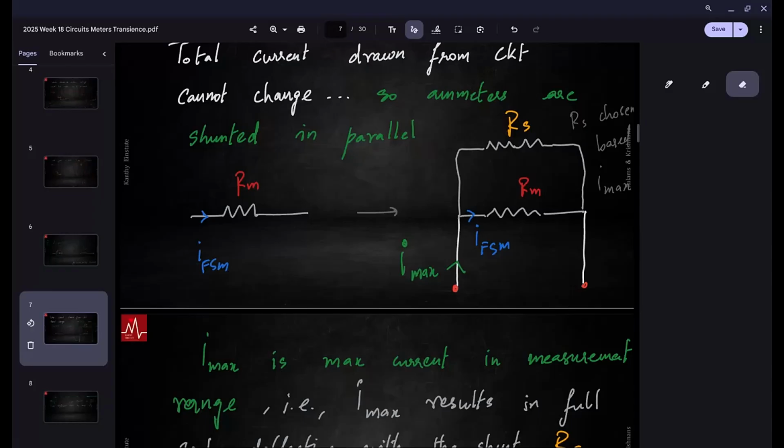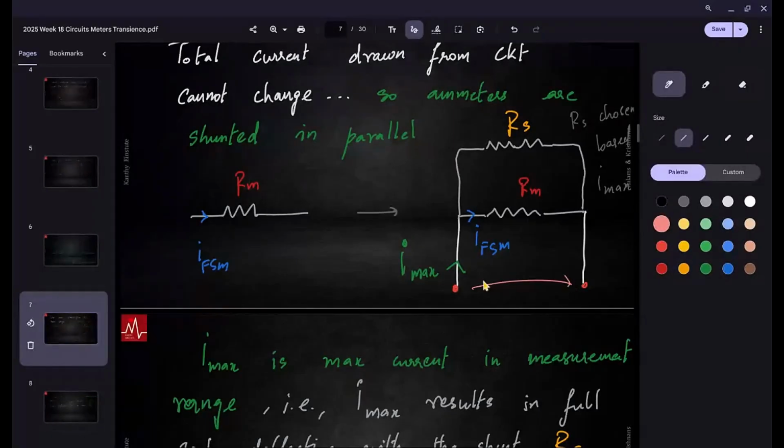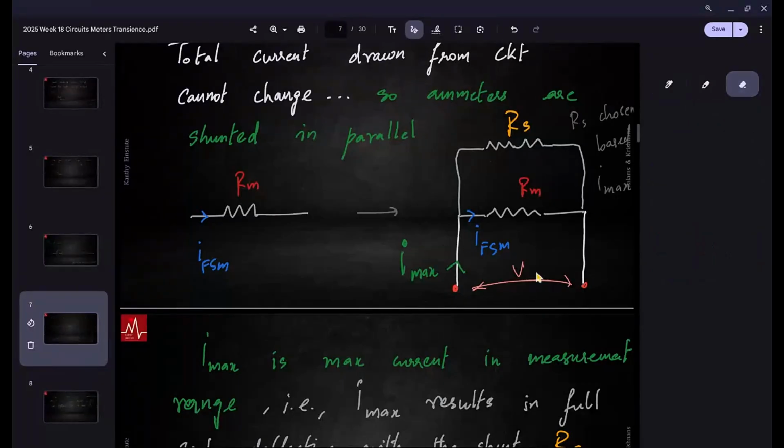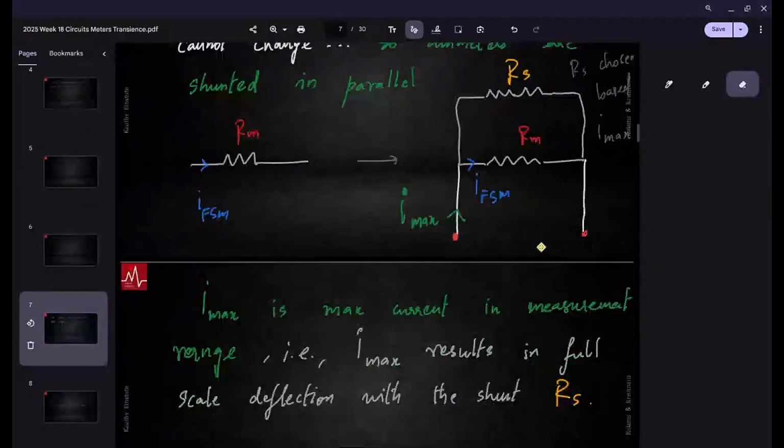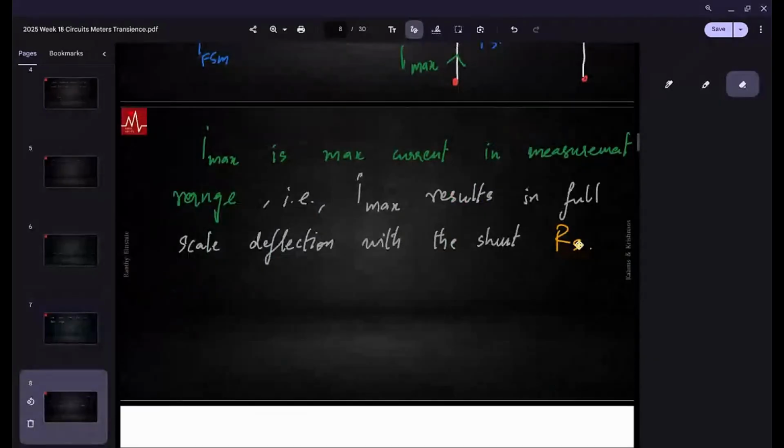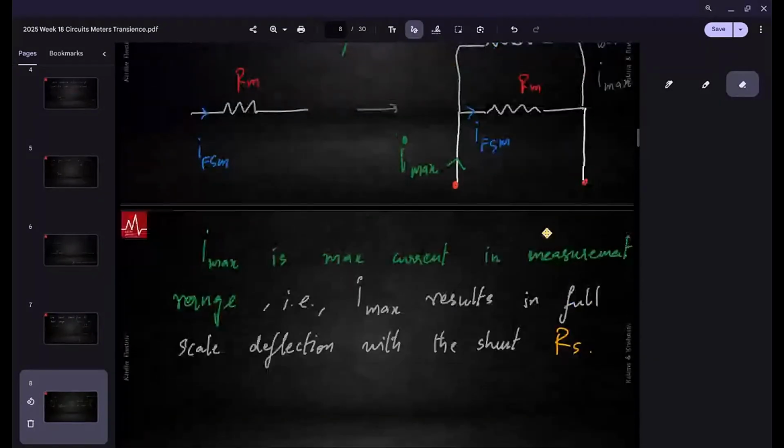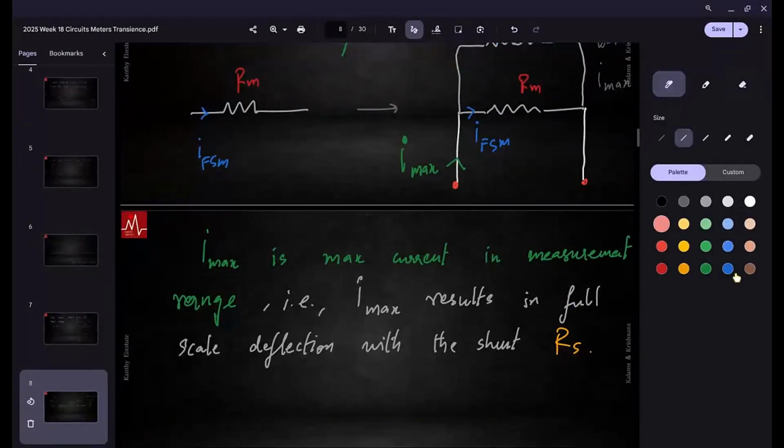The same net voltage. Voltage across the two resistors, V, same V, because they are parallel. Voltage across RM should be the voltage across RS. So that is the relation. Can you give that? So now you could write this in two ways. Write this current division.